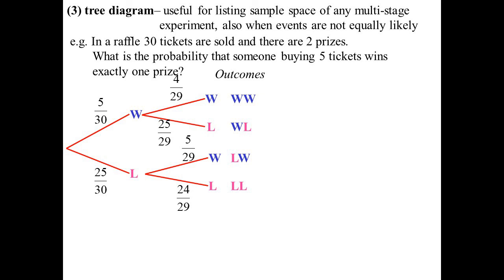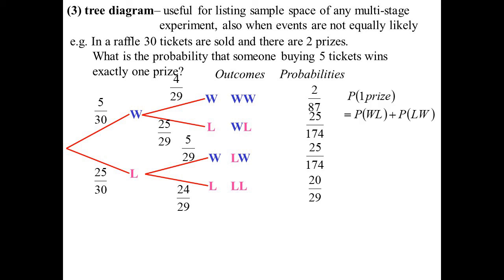Well, we multiply along the branches. So we can work out win-win, win-loss, loss-win, or loss-loss. Multiply along. There's all our probabilities. Probably more work than I needed to do to answer this question in reality, because we just want to know exactly 1 prize. Well, that would be win-loss or loss-win. 25 on 87. Now, if you're unsure whether to add or multiply, speak naturally. If you feel yourself saying the word or, you're adding. If you feel yourself saying the word and, you're multiplying.